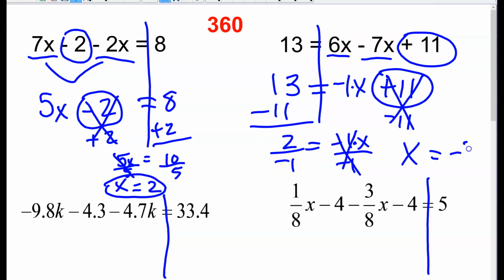So I actually end up with a negative 2 as my final answer, because a positive divided by a negative, when you have one of each and you multiply or divide, that final answer is going to be negative. So I get a negative 2.